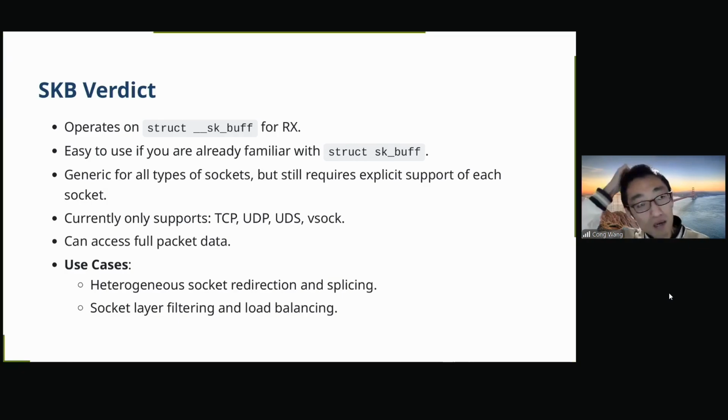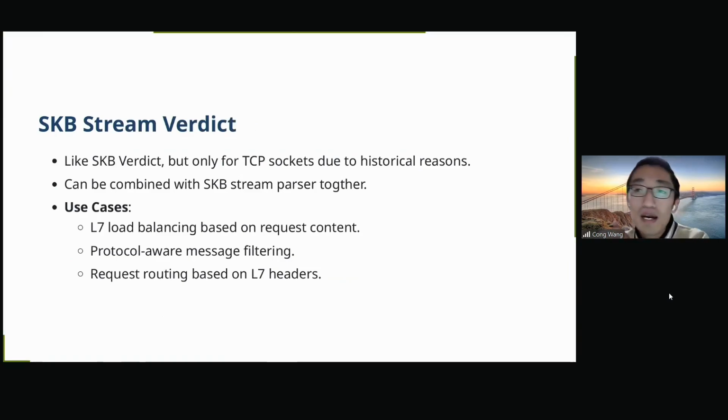The other map or eBPF programs, the other socket map programs, don't allow this kind of operation. And this one could also be used for socket layer filtering and load balancing as well, but this one is for the receive path. And the third one we are talking about here is the SKB stream verdict. So it's pretty much similar to the previous one, except this is only for the TCP socket. And the reason why this one only applies to TCP sockets is because of history.